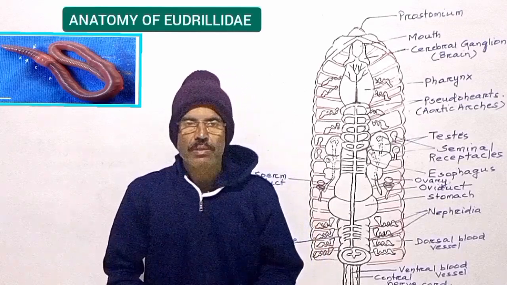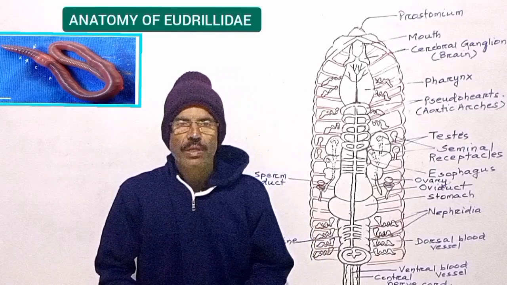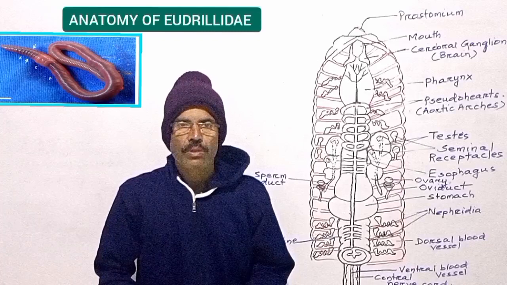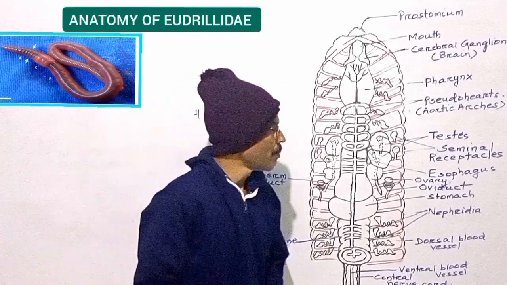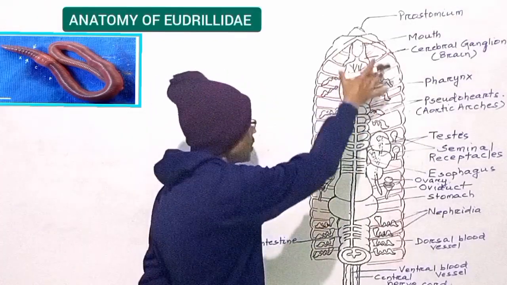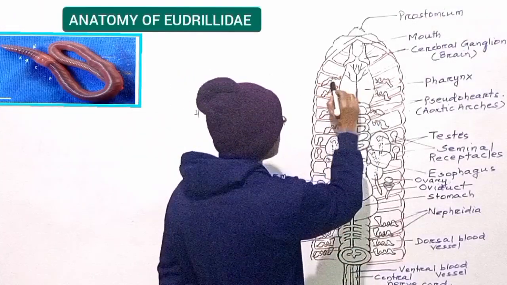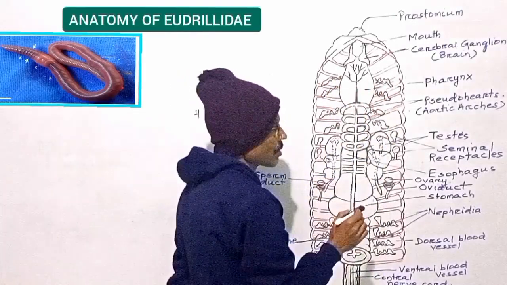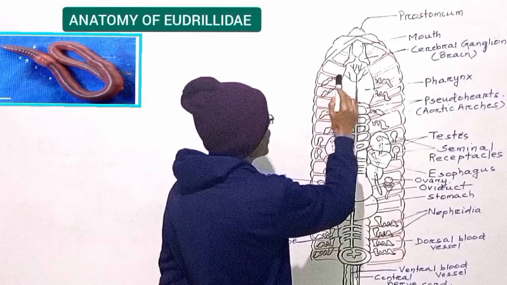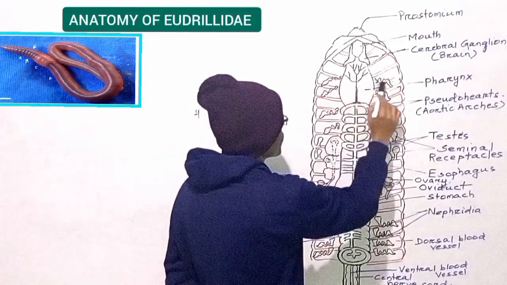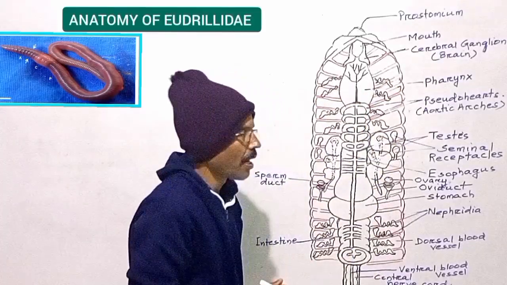Eudrilidae is a family of earthworms. Members of this family also have a cylindrical segmented body. The segments, which are known as metamers, are separated internally by transverse walls known as septa.